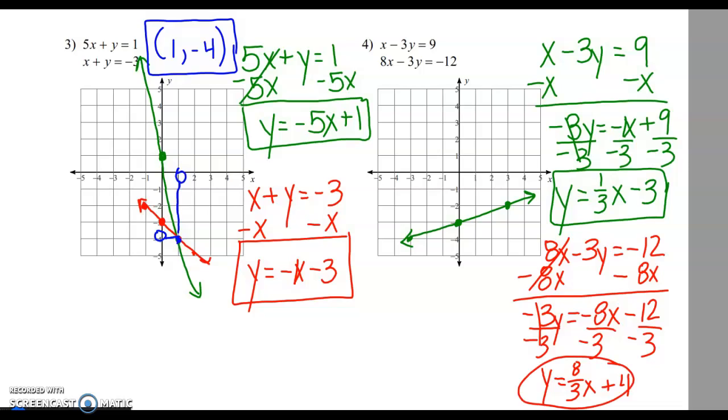So we can see y-intercept is positive 4. 8/3, well, I could go up and to the right, but I'm totally off the chart. That's the same thing as going down 8 and left 3. But it has to rise because it's a positive slope. So the point they have in common here, I can see, is -3, -4.